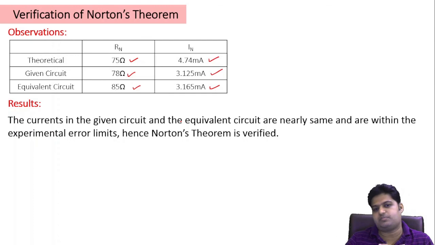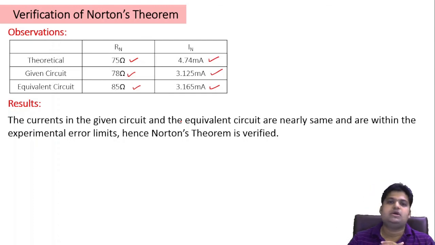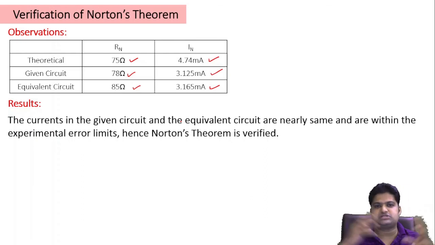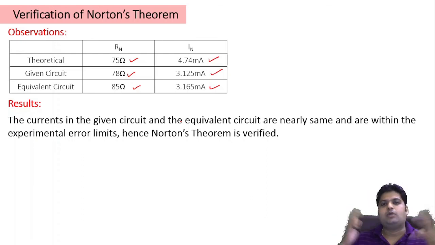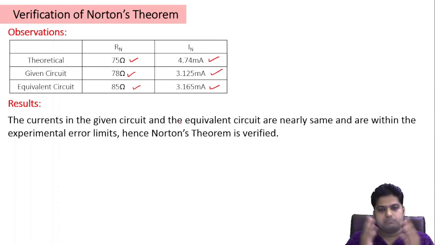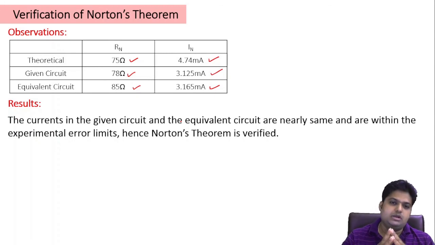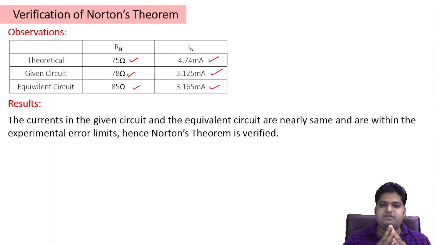The aim of performing the Norton's and Thevenin's experiments, or using these theorems, is to simplify a complicated circuit. We have two theorems now. We have many more, but these are the two theorems which we have taken for practical purposes. So with this we have finished Norton's theorem.